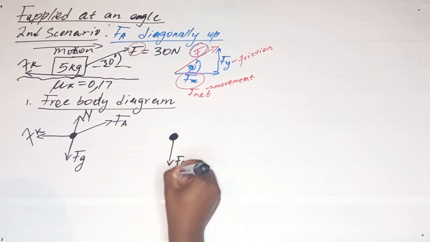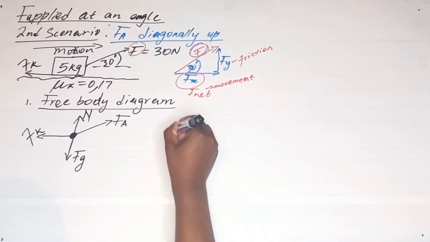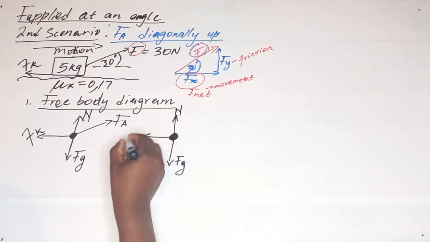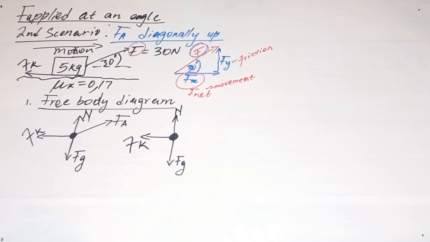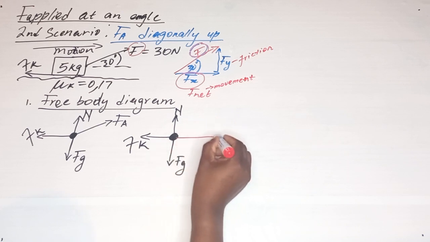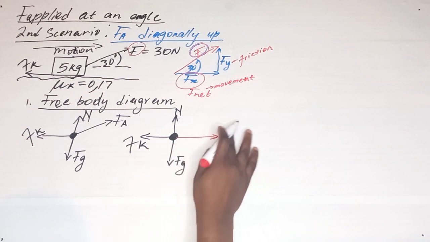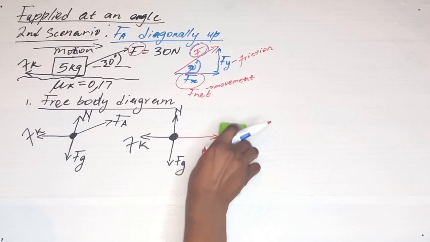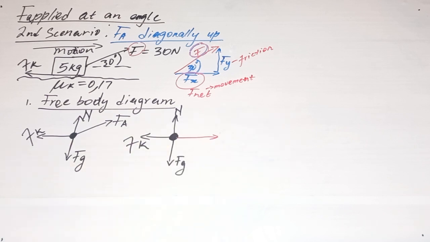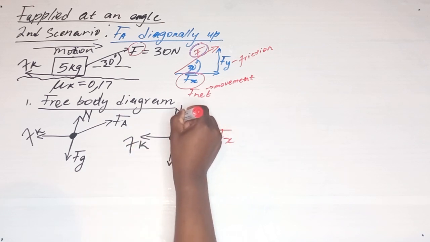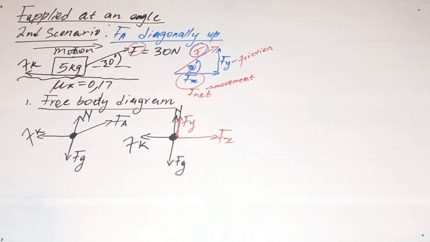We still have our Fg in this case. We still have our normal force, and then we also still have our Fk, right? Now our components: we have Fx, which is going to the right. Let me just use a duster. We have our Fx going to the right, and then we have our Fy. So this is our Fy, right?